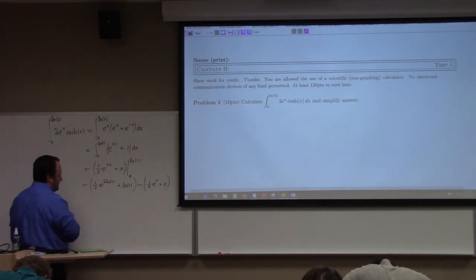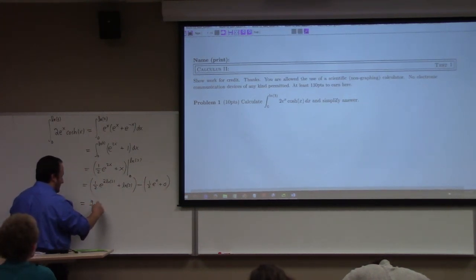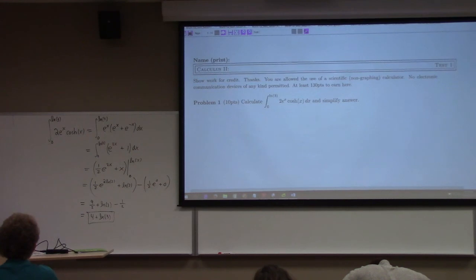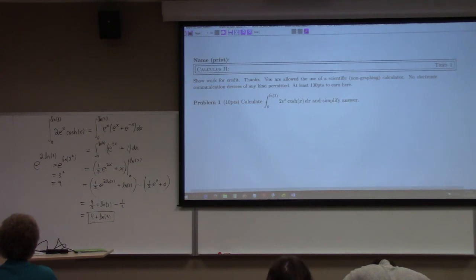Can we simplify that? I think we can. Yeah, that's 9/2 plus the natural log of 3 minus 1/2. In other words, it's 4 plus the natural log of 3. Well, so e to the 2 natural log of 3 is e to the natural log of 3 squared, which is 3 squared, which is 9. And then the half just wrote along.